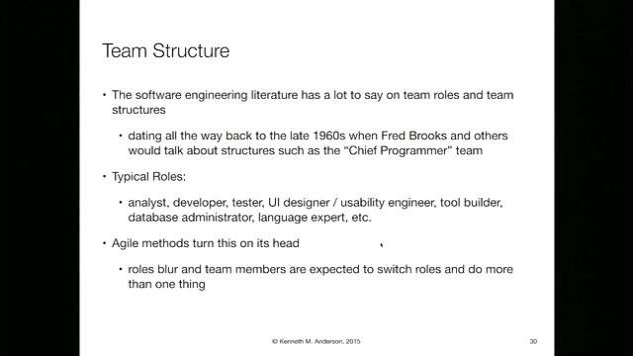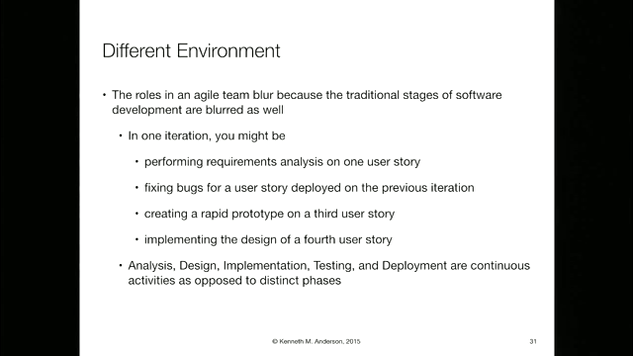Lots of these things. And what Agile Methods does is it says, well, we're all complex individuals capable of learning lots of things. Let's blur a little bit. We're not going to have just a single person be our UI expert. We should have 3 or 4 people who are UI experts. So we tried to blur, and team members are expected to switch roles and do more than one thing. So the roles in the Agile team blur because the traditional stages of the software development are blurred as well.